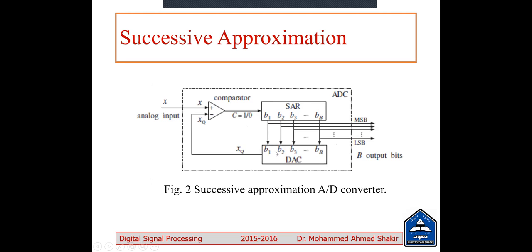The second step is that we set B1 equal to 1. When B1 equals 1, the rest of the bits are zeros. This pattern, 1, 0, 0, 0, 0, is applied to the D2A converter, and an XQ quantized signal will be generated. This XQ, generated by the D2A converter, will be compared with the input sample, the analog signal.